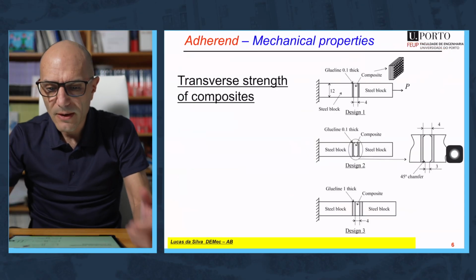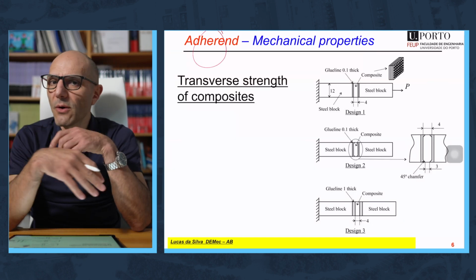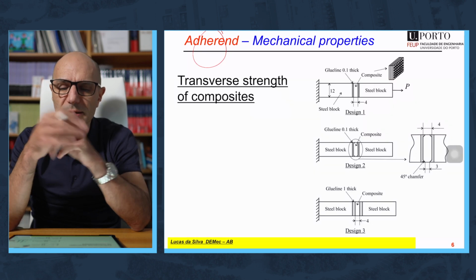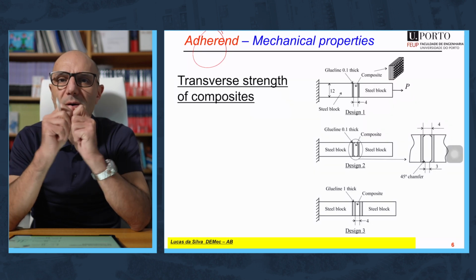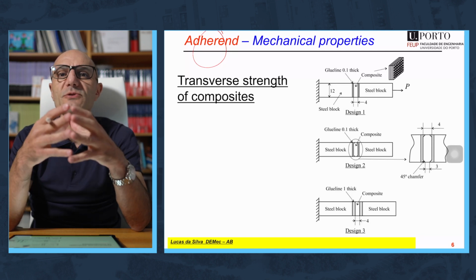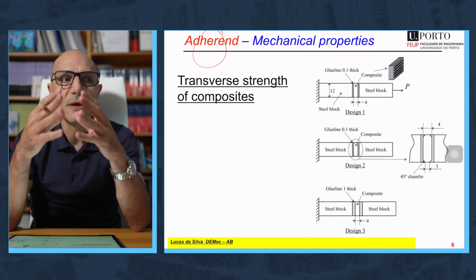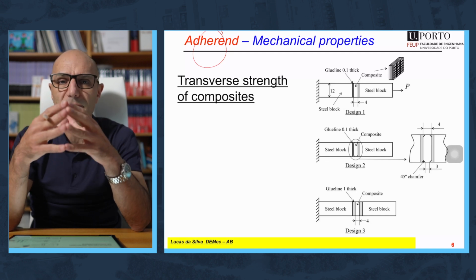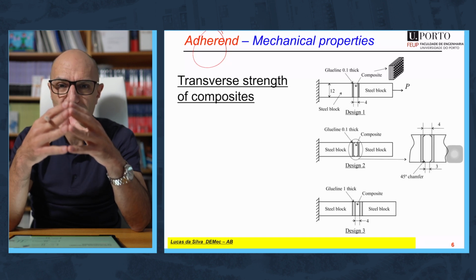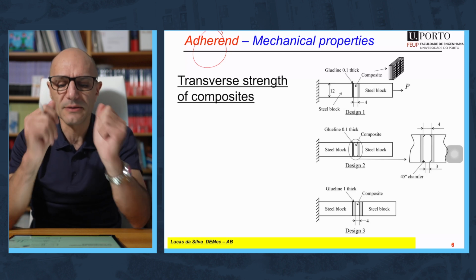Let's go back to the quality control, and let's talk about the adherent. I will not go through all the tests that exist to characterize the adherent. It doesn't make sense. That's not the purpose here. But I will discuss in particular one property that is extremely relevant in the world of adhesive joints, which is the transverse strength of composite materials. You know that composites and adhesives are married, but we can have the problem of delamination. So we really need to know the strength through the thickness of the adherent.